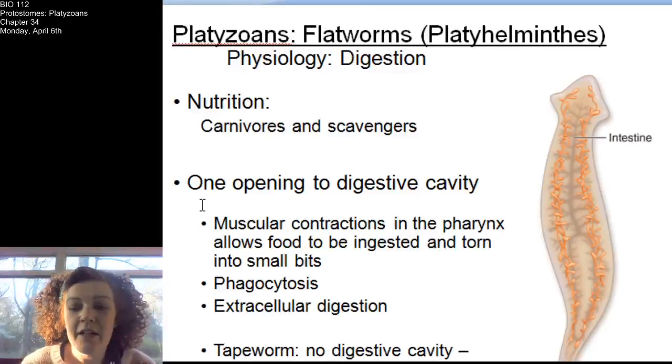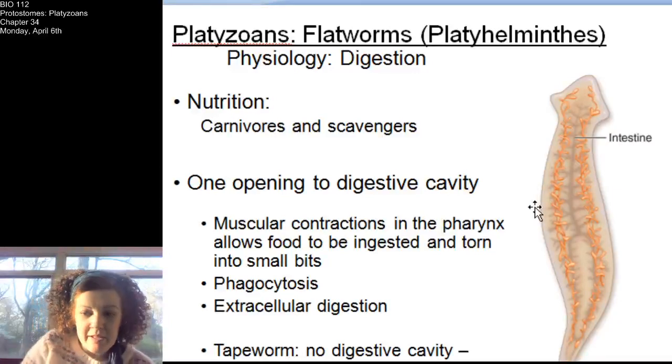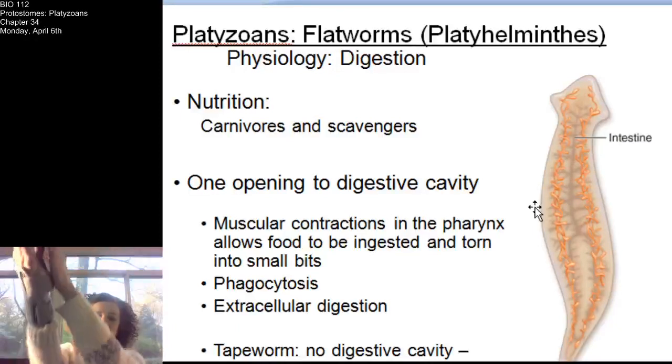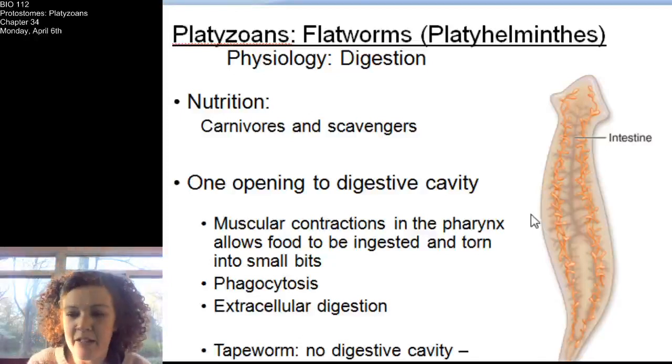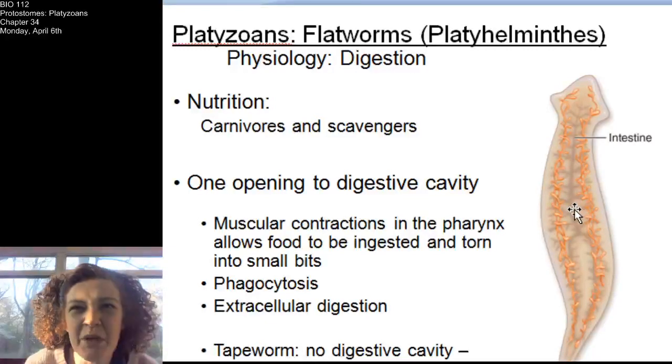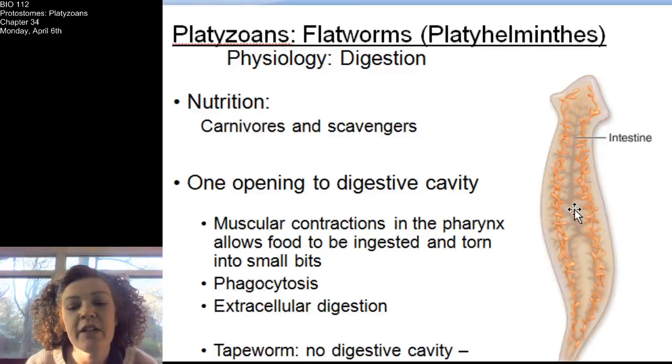Essentially, in the pharynx, in the free-living ones, they have the little vacuum cleaner. This is the pharynx, and then at the end it's the mouth, attached here. The food is taken in by muscular contractions, and it looks like what you would imagine a cartoon vacuum would look like. So they take in the food, and it begins to be digested.